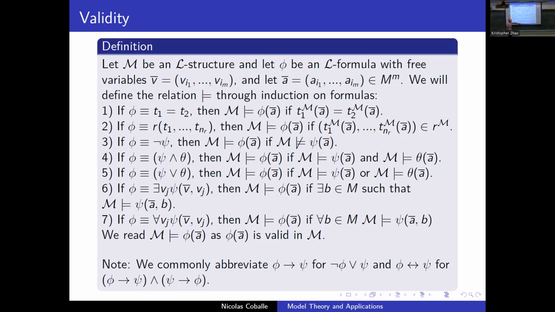We're going to commonly abbreviate implies for this and if and only if for this, right? We don't really need them as formal symbols. Does this all make sense to you guys? Does anyone have any questions?